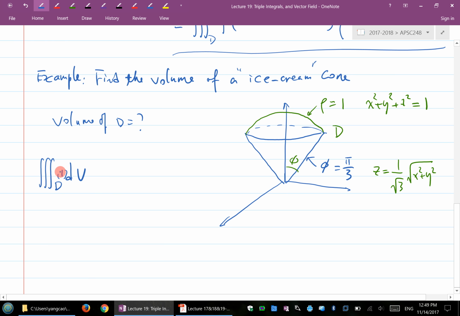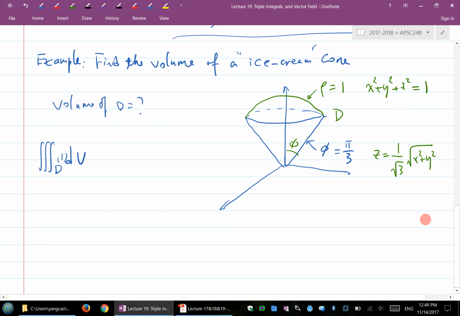Now, obviously, we're not going to evaluate this using Cartesian coordinates, so we're going to evaluate this one using spherical coordinates. You can try Cartesian, but it probably will be very difficult. So here are the steps. First step, for any type of these questions, sketch the region D. Always sketch out the region D. In this case, I sketched it for you.